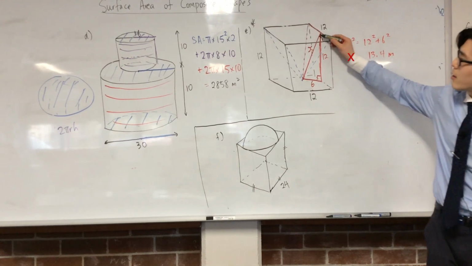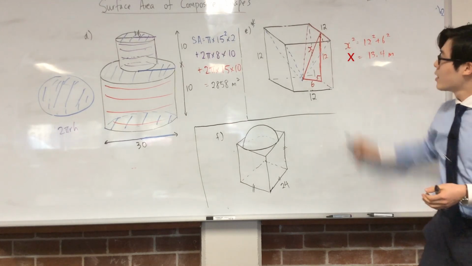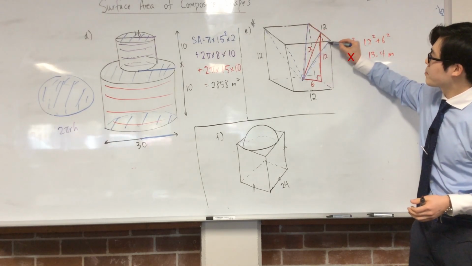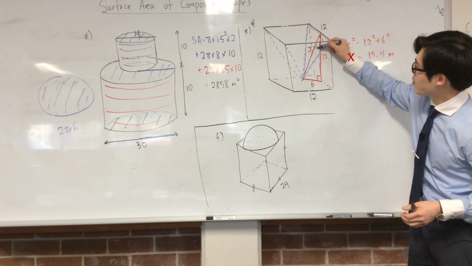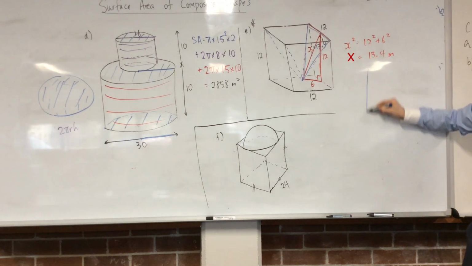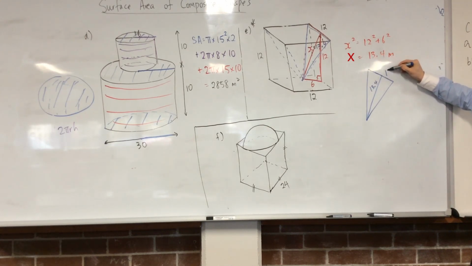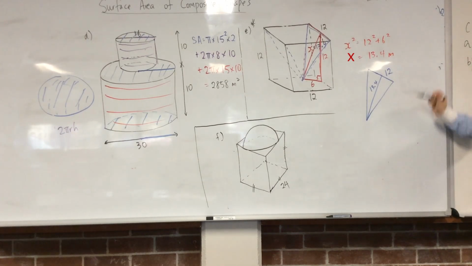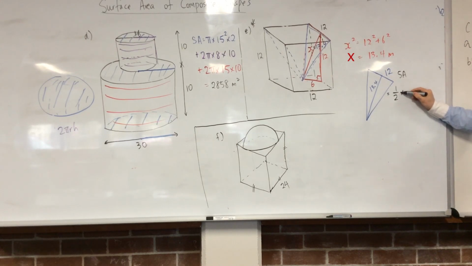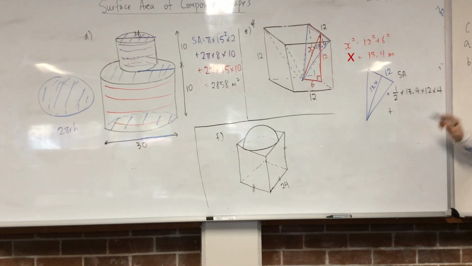Alright, so once we know that, to find the area of this triangle here, this is 13.4. So how do I find the area of that triangle? I'll just rewrite it: 13.4 here, 12 there. So now we're ready. The surface area equals, it's a triangle, so half times 13.4 times 12. And how many are there? 4. Yeah, there's 1, 2, 3, 4. 321.6. Hold on. I'm just going to do everything at once.